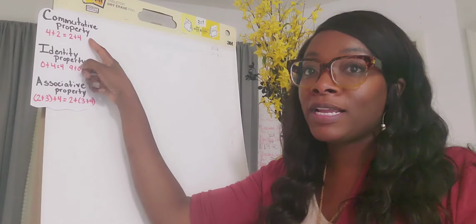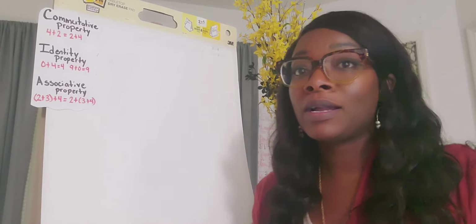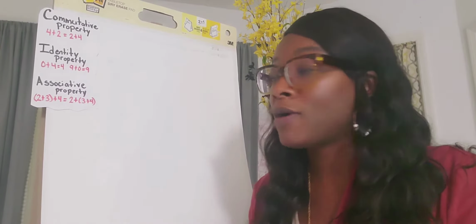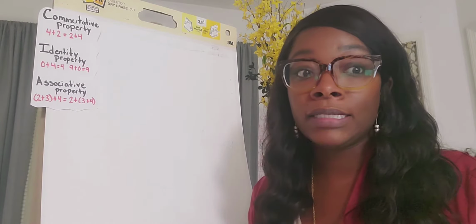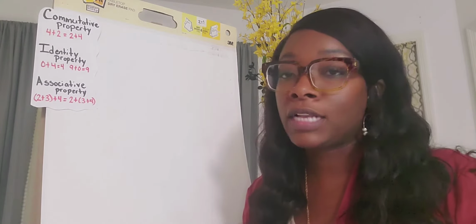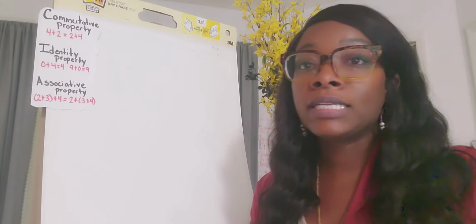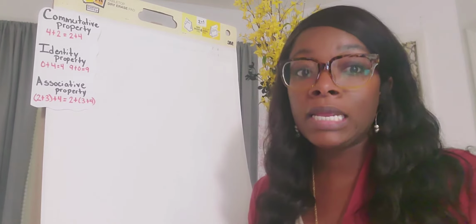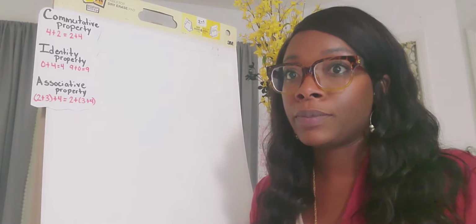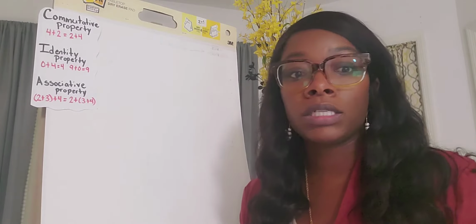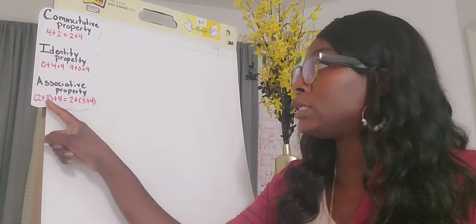First vocabulary word is commutative. Commutative property of addition. Commutative property states that changing the order of the addends in an equation does not change the sum. The next vocabulary word, identity property, states that the sum of 0 and any number is that number. And the last vocabulary word is associative property. Associative property says that the sum of 3 or more numbers remains the same regardless of how the numbers are grouped. And you can see an example there.